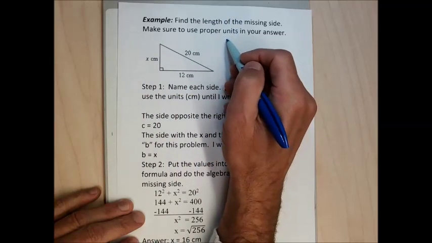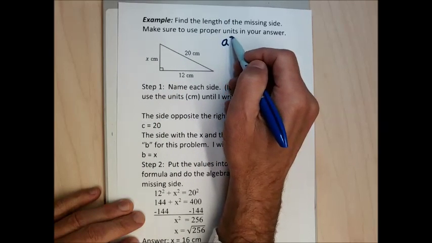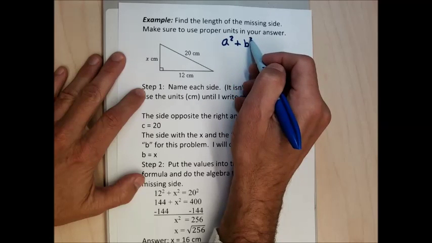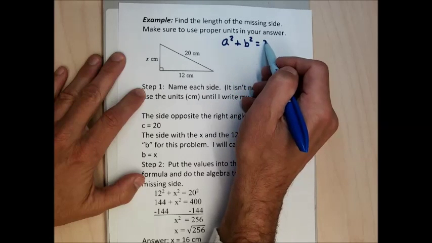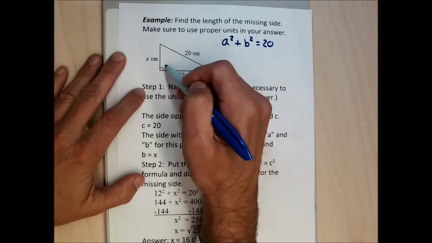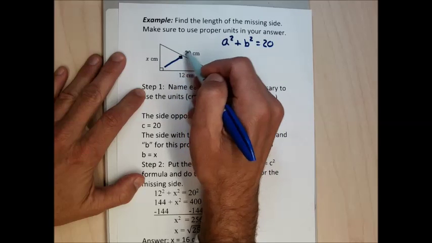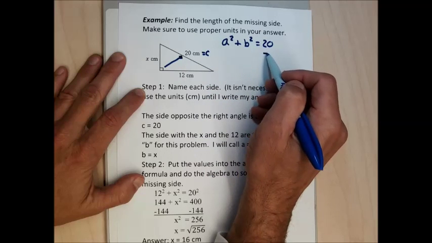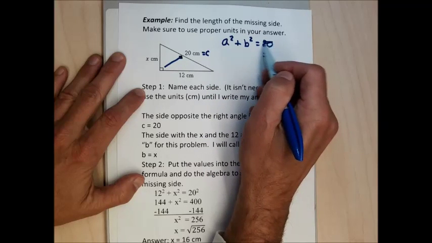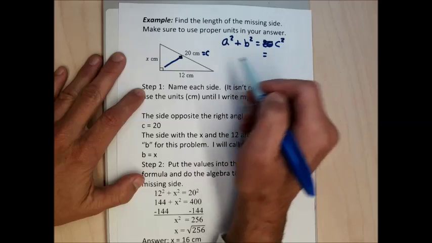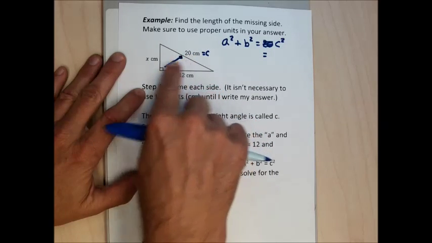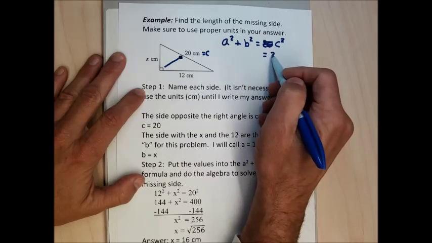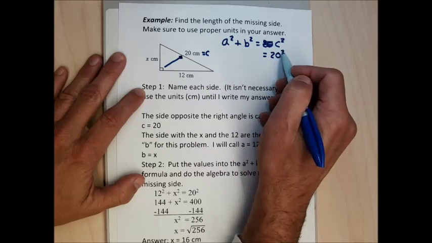So I'm going to use the Pythagorean theorem, and to use the Pythagorean theorem to find a missing side, I need to plug values in for A, B, and C. The side opposite the right angle is always the c. So I already put 20 in here, it should be c squared. The side opposite the right angle is the c. On the right side of the equal sign, I need to put 20 squared because that's what the c is.